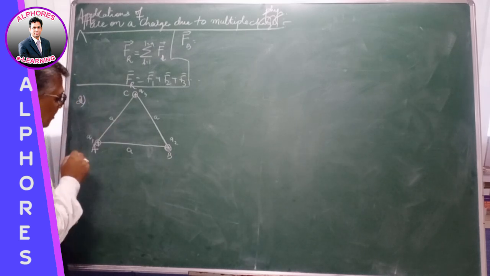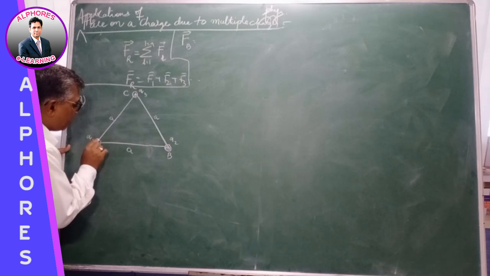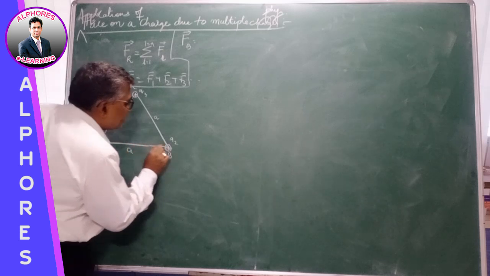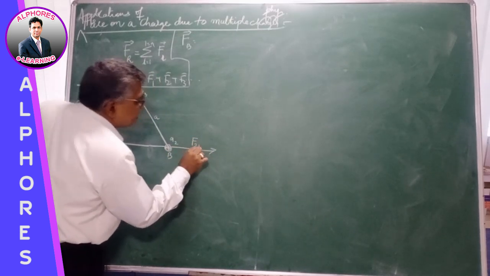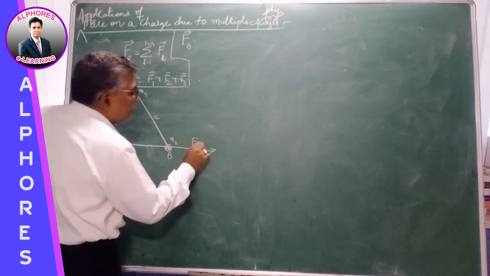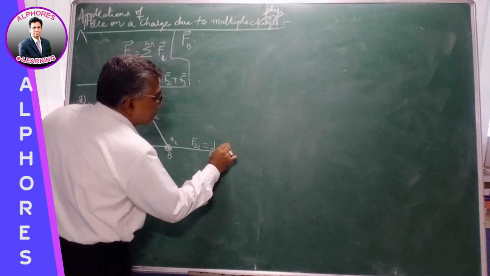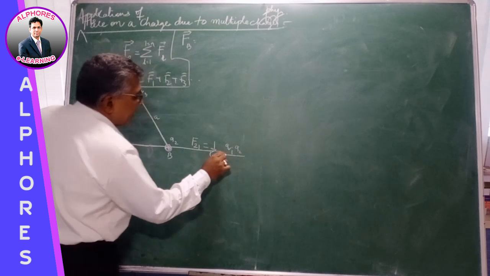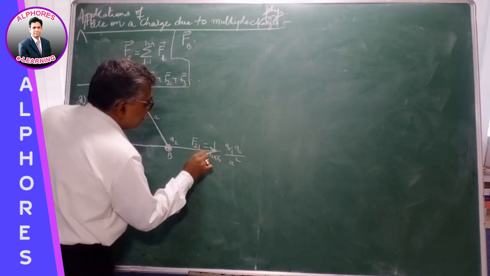First step, consider all the forces acting on it. Represent them vectorially. Now the second charge is repelled by the first charge. It is positive, and this is also positive, like charge. So the first charge repels the second charge. So this is the force on the second due to the first. We know according to Coulomb's law the magnitude is 1 by 4 pi epsilon naught Q1 Q2 by distance square, that is A square, in this direction. This is the direction.